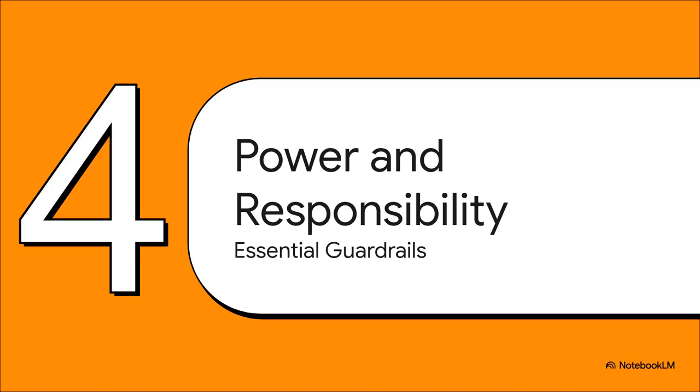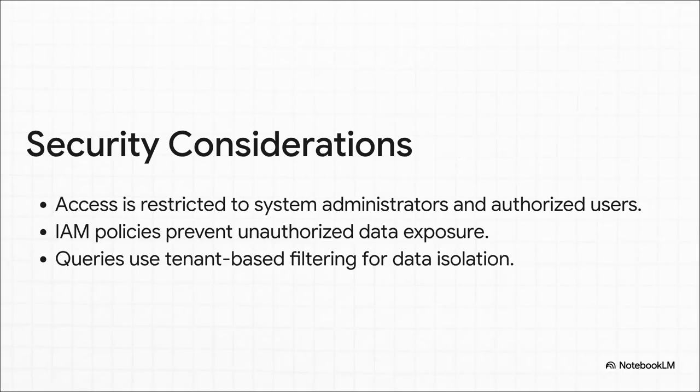Okay, let's be real. A function that can see absolutely everything in a system, that's a superpower. And with great power comes the need for some serious guardrails. So let's look at what keeps this incredibly powerful tool safe and reliable. So how do you lock this thing down? Well, security is obviously job number one. Access is completely locked down to very specific roles using AWS's Identity and Access Management, or IAM, which is basically the bouncer at the door. And just as important, the queries themselves use tenant-based filtering. This makes sure that even an admin can't accidentally see one client's data when they're looking at another's. It keeps everyone's information completely separate and secure.